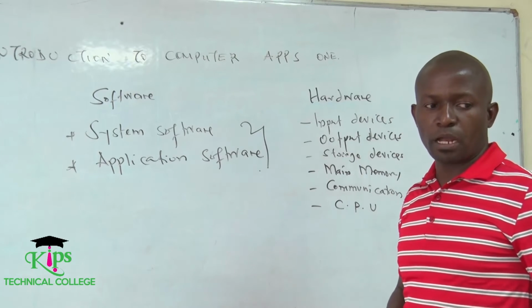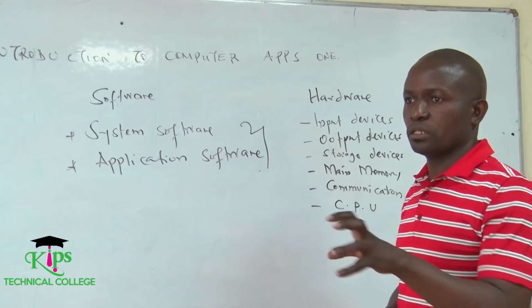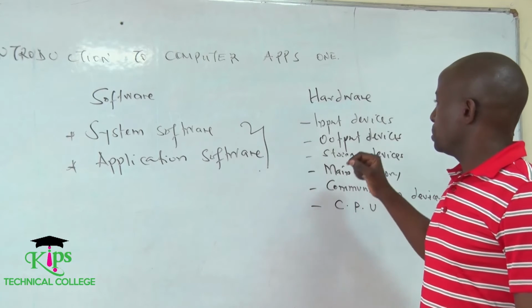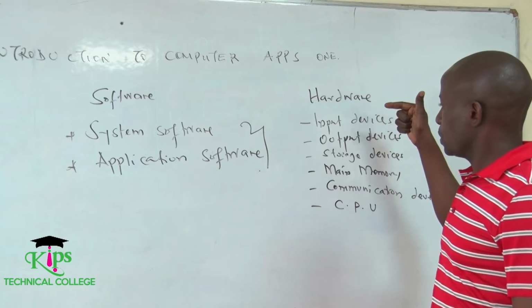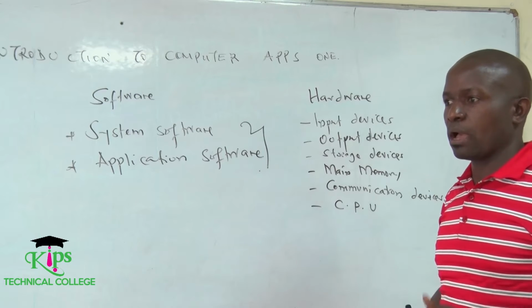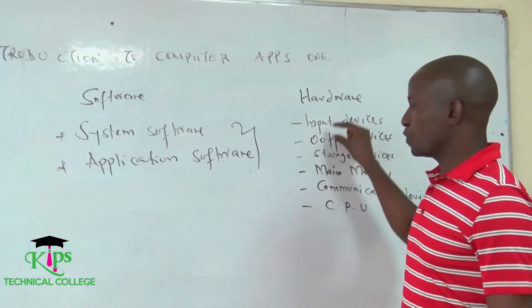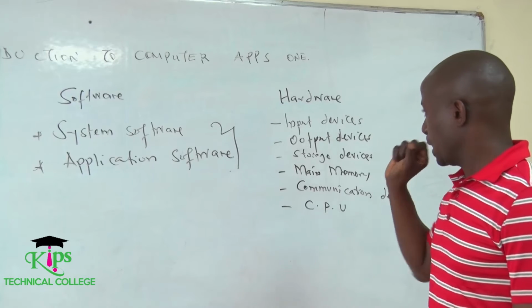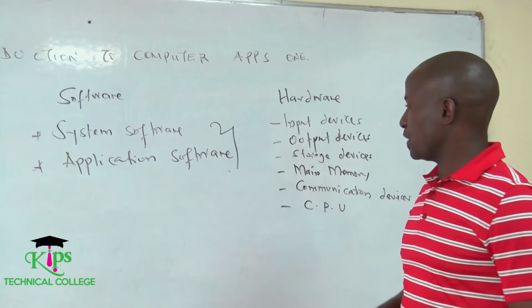Most of the smartphones that you're using, basically, they use a touch-sensitive screen, which is what we call the touch screen. On the laptop, we have the touchpad. So those are all grouped under the input devices. We have the output devices.